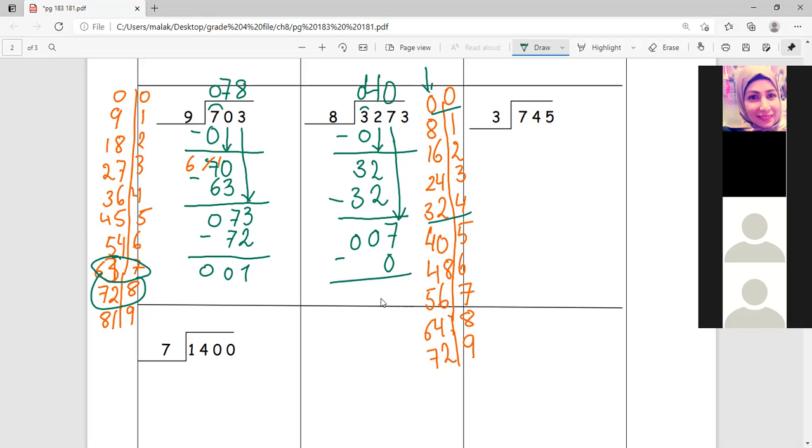Then 7 minus 0, 7. We bring down 3. 73. Which number is very close to 73? 72. Yes. So 9 up, and 72 down. So the remainder is 1. And the quotient is 409, written up. Thank you.